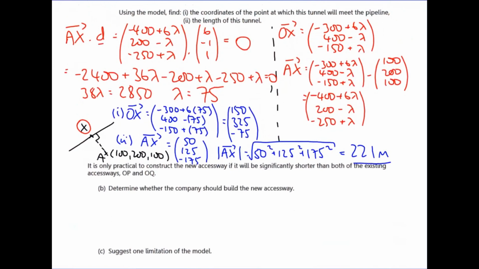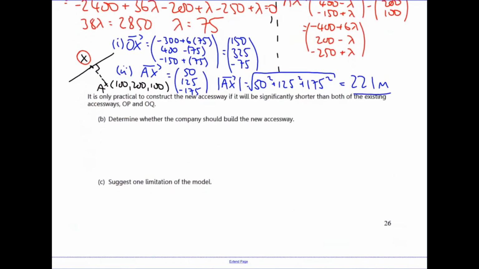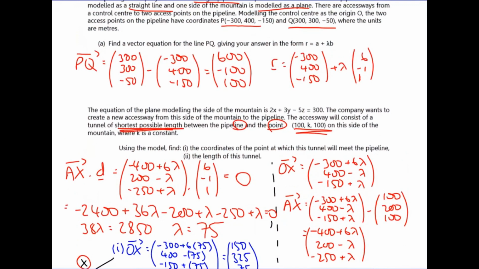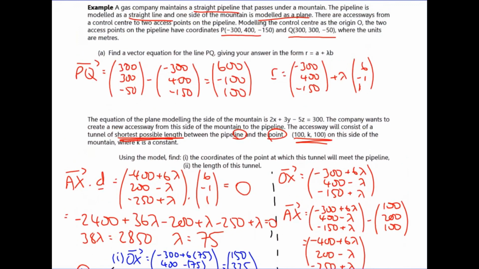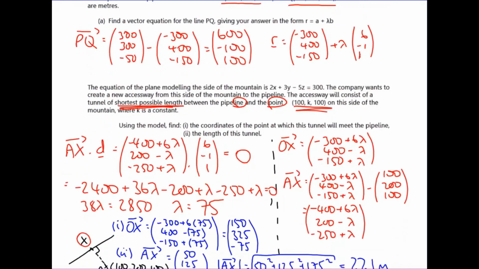That all makes sense to everybody. Like I said, it's difficult to work out from the question what they're actually asking you to do. So a lot of practice on these. Then it says it's only practical to construct a new access way that will be significantly shorter than both of the existing access ways, OP and OQ. We've got the coordinates of P and Q, which are essentially the position vectors OP and OQ. So it's just asking us to find the magnitudes of those and compare them to what we've got.